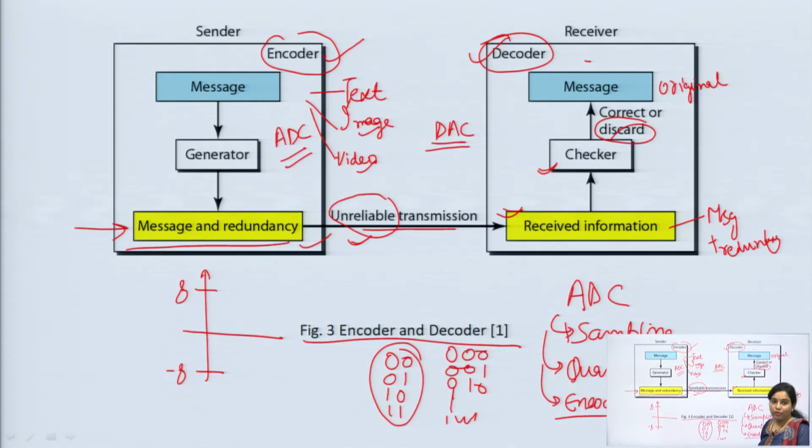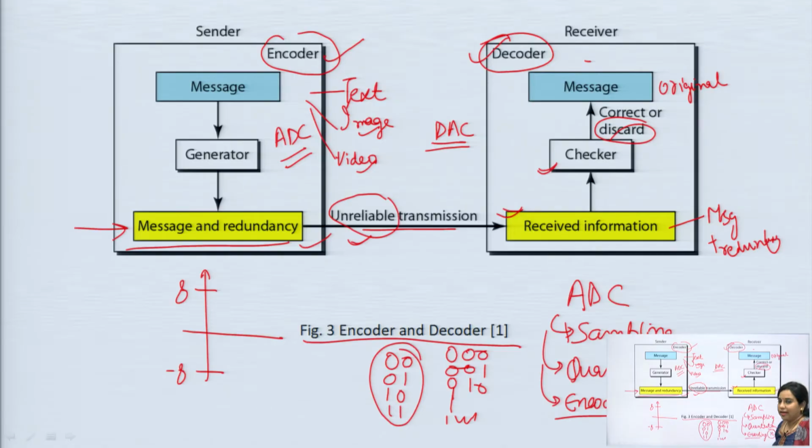Then whatever information you want to transmit, it is in the analog form, and you have to give it to the generator, where the generator will append the redundancy information to the message signal, so that proper detection of the error can take place at the receiver side. Then this information will be transmitted to the receiver through this unreliable transmission, meaning you cannot rely on the connection that you have set up between the transmitter and receiver.